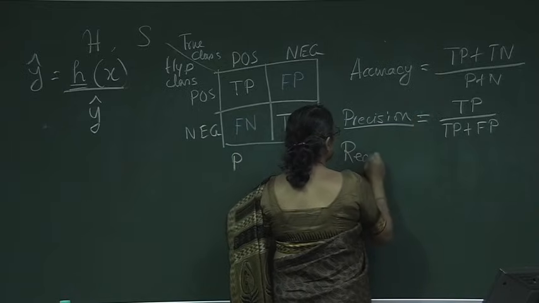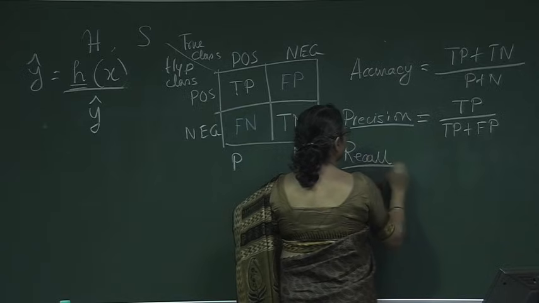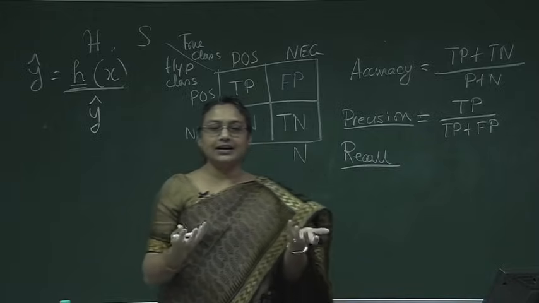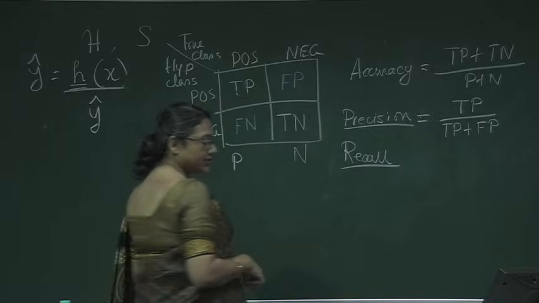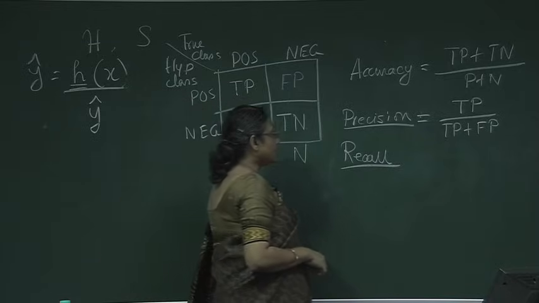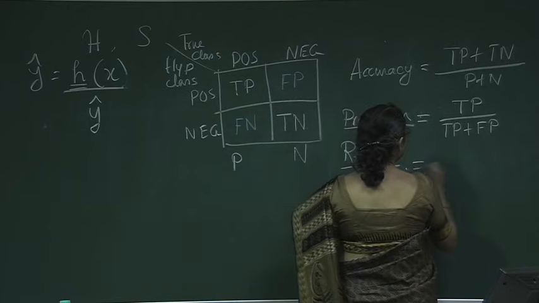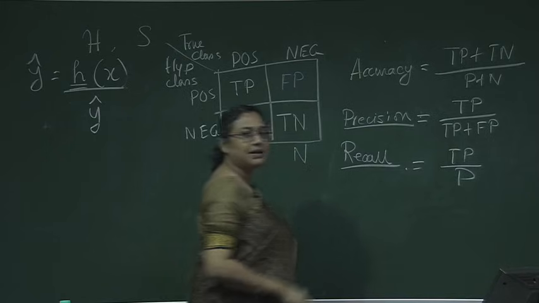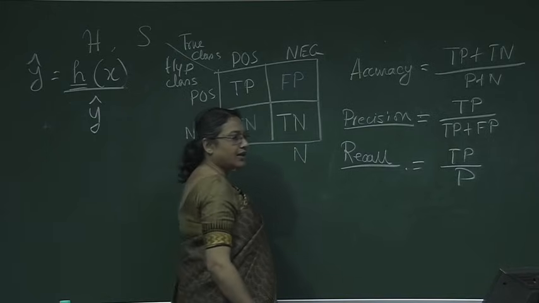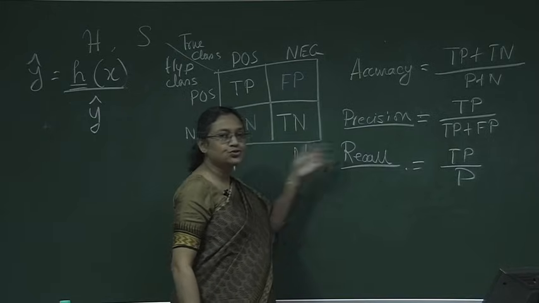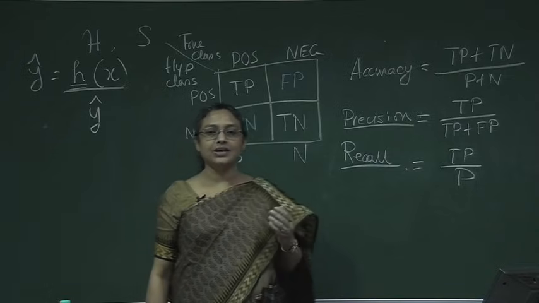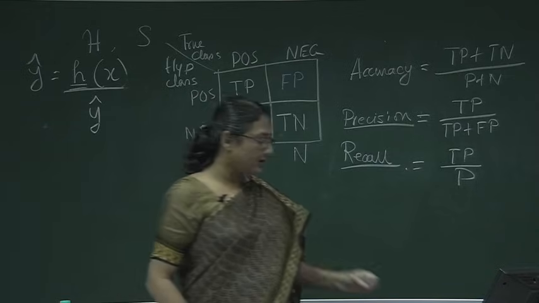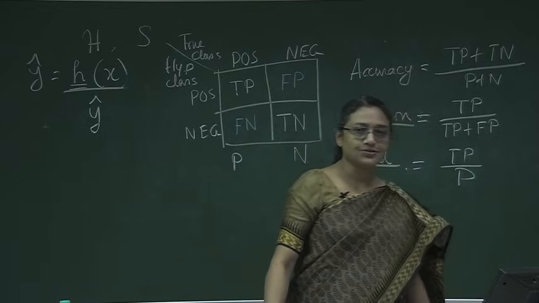And we have another measure called recall, which measures how many of the positive examples the learning algorithm retrieves as positive. So recall is taken to be Tp by P, and P is Tp plus Fn. Okay? And this is also called true positive rate. Similarly, you can have a false positive rate. These are some ways in which we can evaluate learning algorithms.